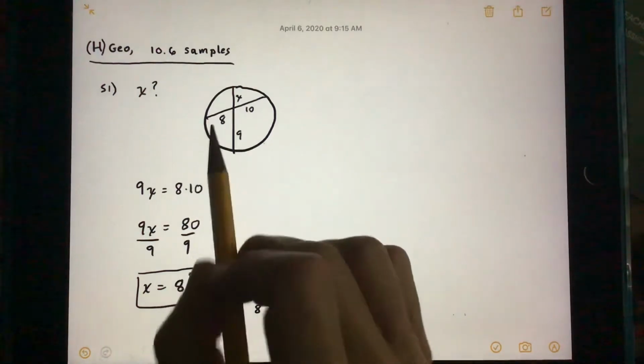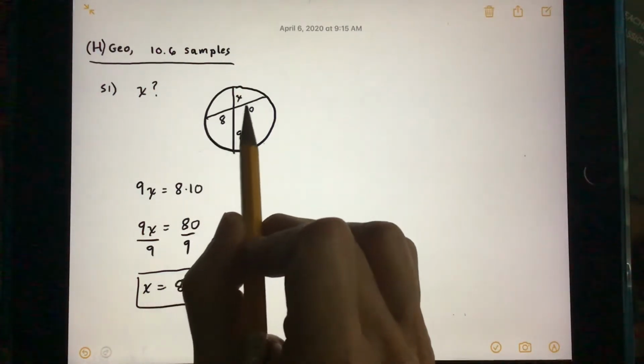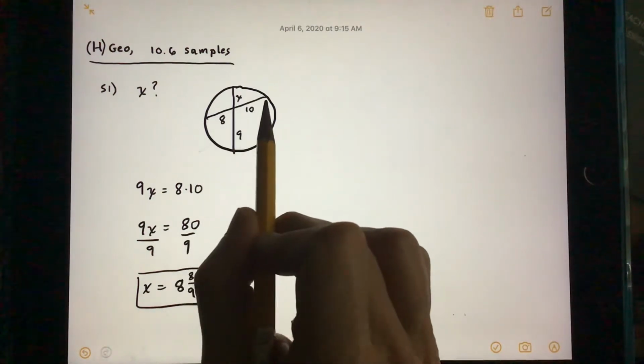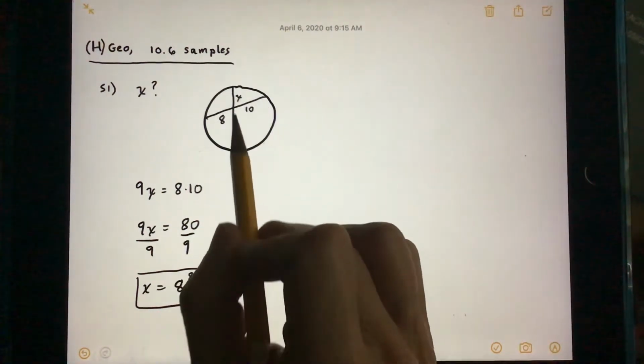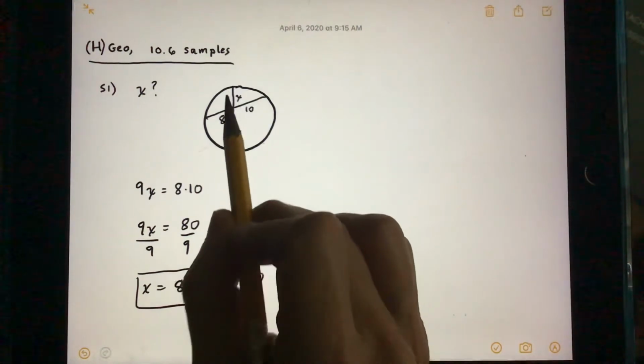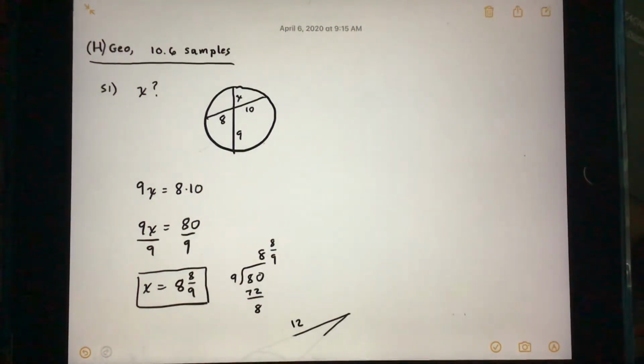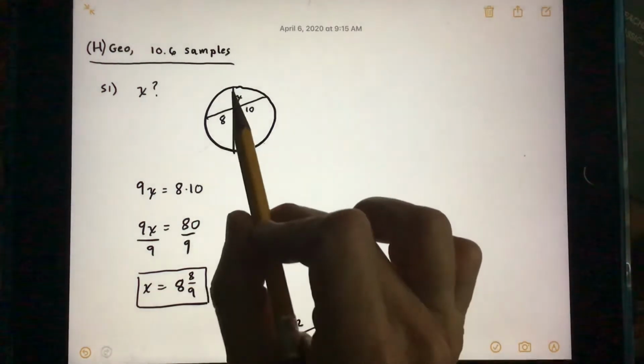So we notice that we have the following markings. We have this chord split up into two segments, from here to here, 8, from here to here, 10. And then this chord again is split into two segments, x long and 9 long. So that point of intersection separates each of those chords into two segments whose lengths are labeled, and we're looking for the length of x. That's this segment right here.